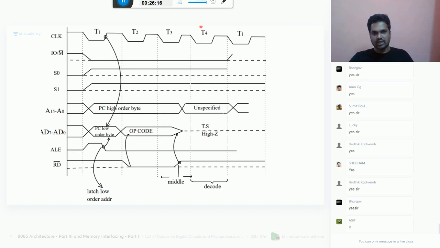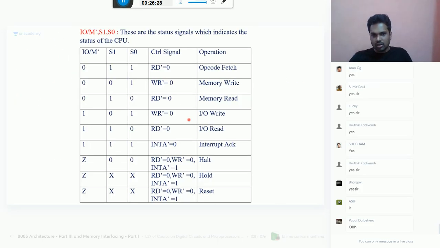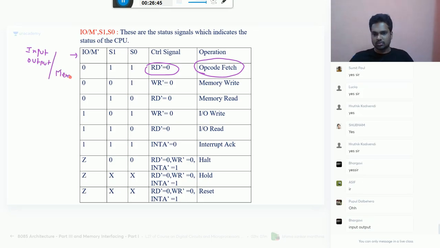Simple rule. First thing is IO/M bar. These are the lines which will tell you what happens in each cycle. During the opcode fetch, as I told you, the read signal should be 0 because you need to read from the memory. IO/M bar: IO means input, output, and M is memory, bar. If this IO/M bar signal is 0, it is a memory operation. If it is 1, it is an IO operation. So in opcode fetch it should be 0 because it is a memory operation.